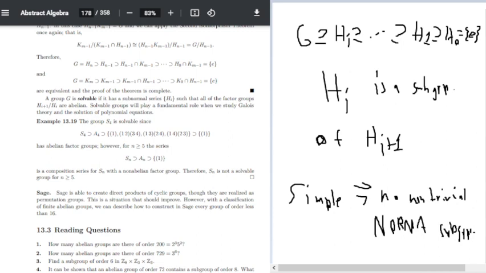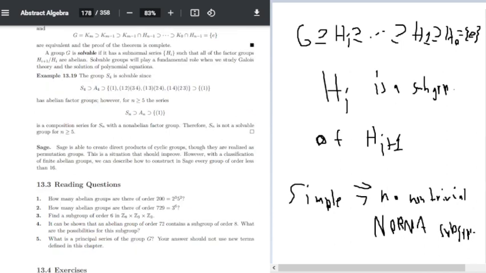A group G is solvable if it has a subnormal series Hi such that all the factor groups Hi+1 over Hi are abelian. Just going to say, the word solvable should be a big hint that those are really important. Solvable groups will play a fundamental role when we study Galois theory and the solution of polynomials. Alright, here is the big thing that we're going to build up to real quick.